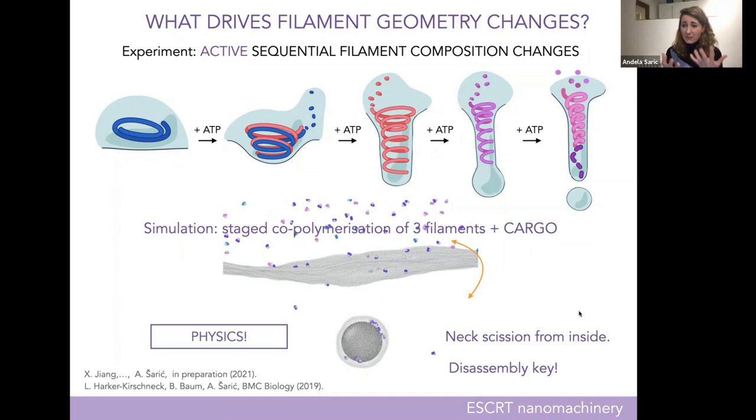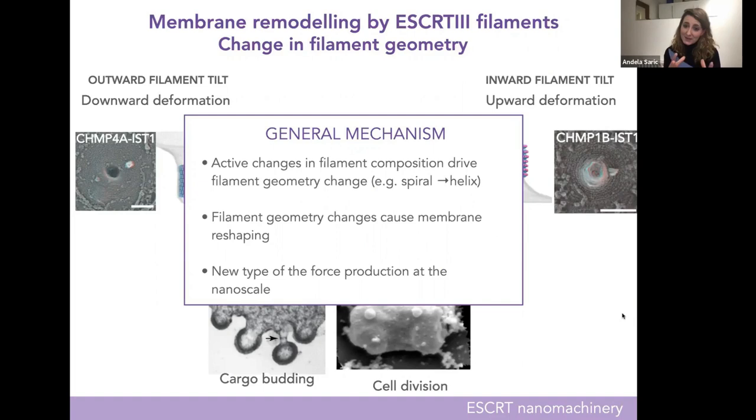And often I like to remind people here that these look pretty because of course we color them nicely, but these are not animations. They contain the correct physics given the minimal ingredients that we imposed. Okay, so here I've shown you that active changes in the composition of protein filaments can drive the complete geometry change of the assembly, which are then transferred into the membrane reshaping. And to me, this is really, again, a new type for force production at a nanoscale.